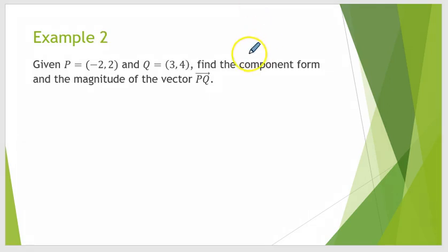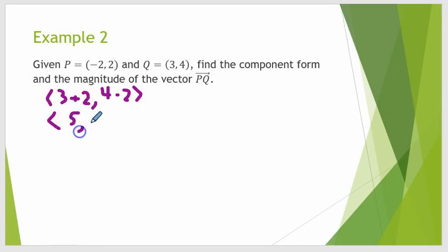Here's a second example. So we'll begin with the component form again. So I need to do the ending minus the starting points. So for the x's, 3 minus -2. And for the y's, 4 minus 2. So when you simplify this one, we get a vector 5, comma 2. So this vector seems to be going diagonally up and right because it has a positive x and a positive y. It's going more to the right than it is up and down though. So I would expect a vector that's doing something like this.